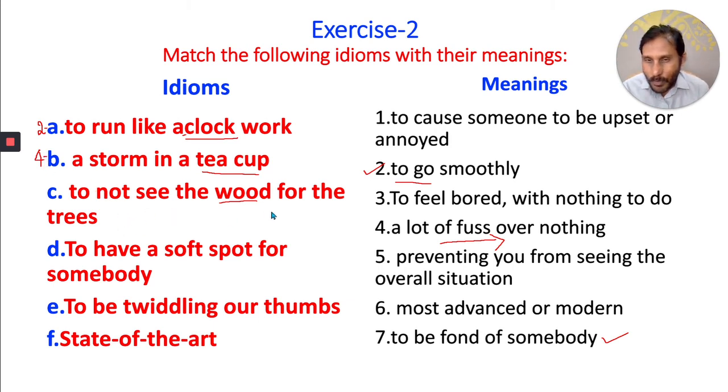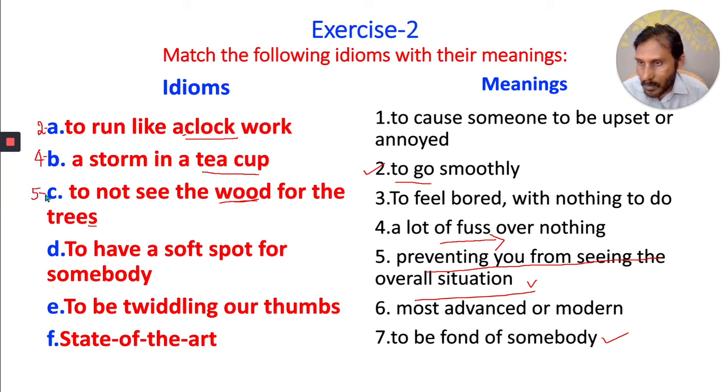C. To not see the wood for the trees. You can't recognize what is a wood, what is forest, what are trees. Suppose you're solving a puzzle you don't understand. So something is preventing you from seeing the overall situation. Suppose some Hollywood movies, even if you watch the film for half an hour, they don't give you any clue what the content is, what the subject topic of that particular movie is. So, not to see the wood for the trees. You are totally confused about the subject. So, 5 matches with C.